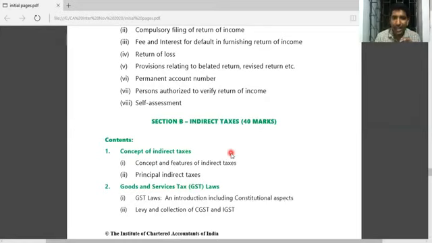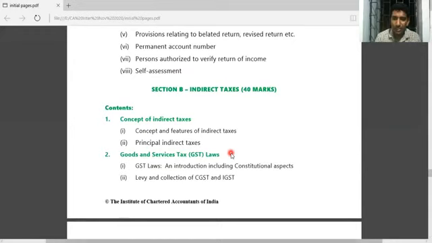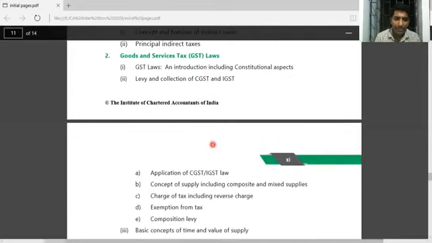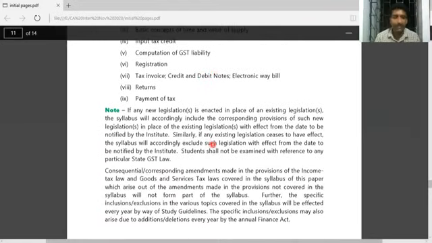Out of these indirect taxes, what intermediate students are required to learn is only GST. Customs is not included in your intermediate topic, whereas customs is included in the CA Final topic. In indirect tax, what we have to learn is one, the concept of indirect tax, and two, GST law. So exclusively GST is in your syllabus.